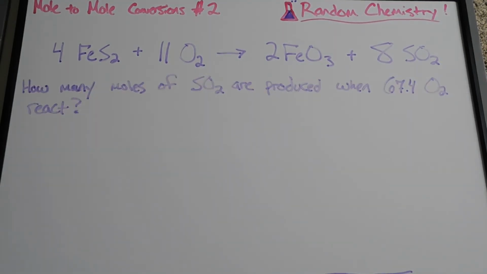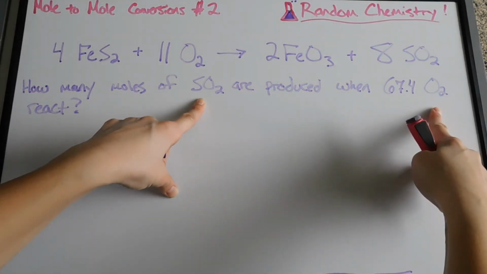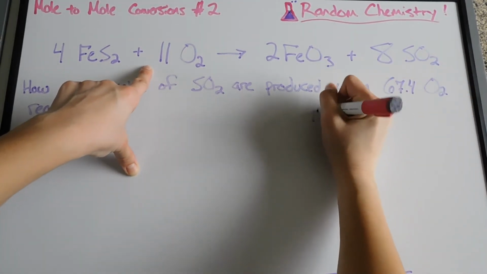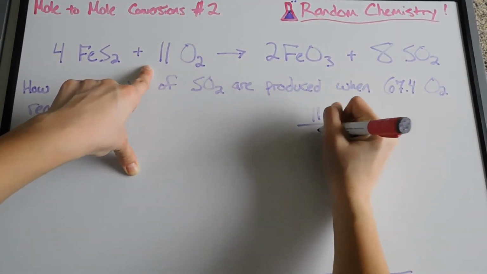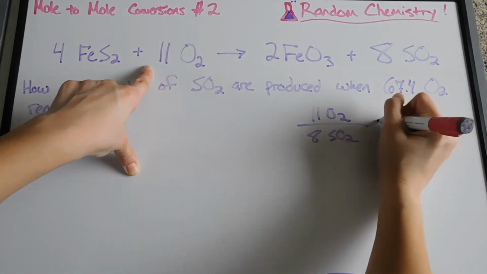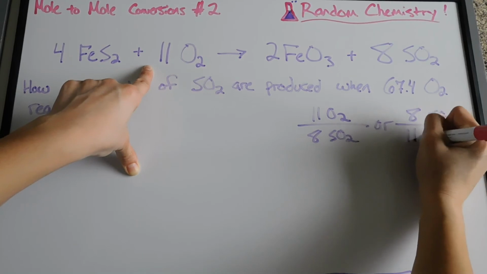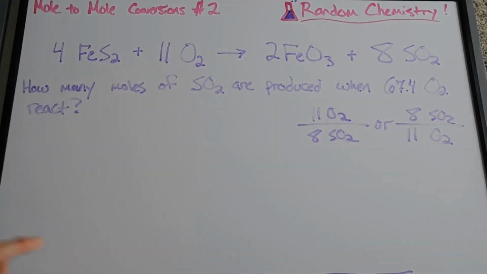Alright, so here's the next question for the same chemical equation. How many moles of SO2 are produced when 67.4 moles of O2 react? So we need to find our molar ratio between SO2 and O2, which is 11 and 8. So 11 O2 for every 8 SO2, or 8 SO2 for every 11 O2.